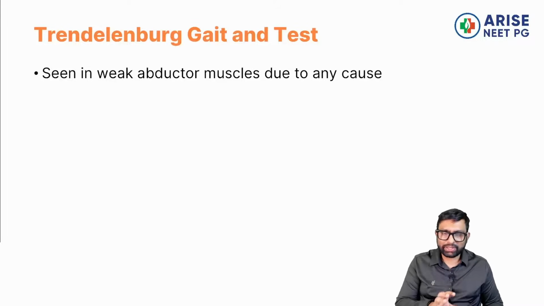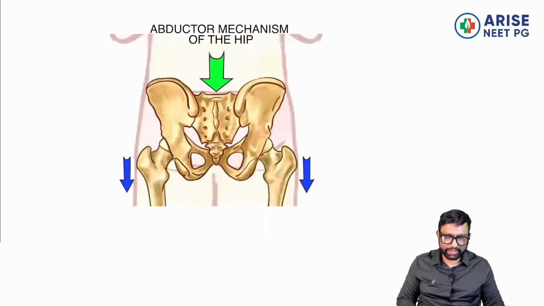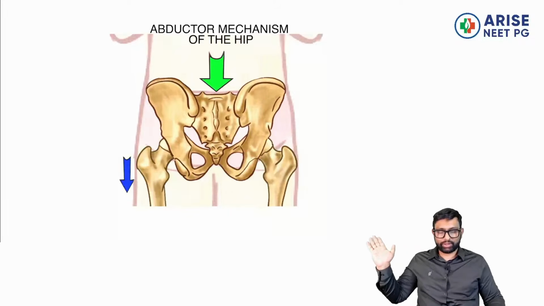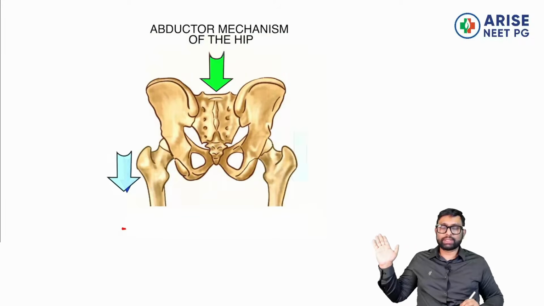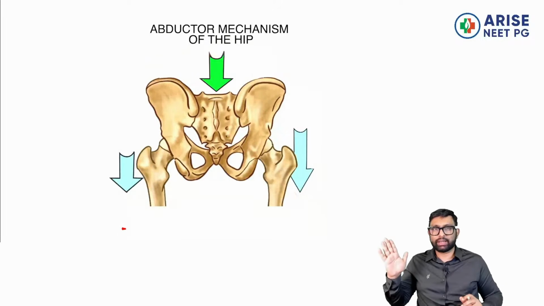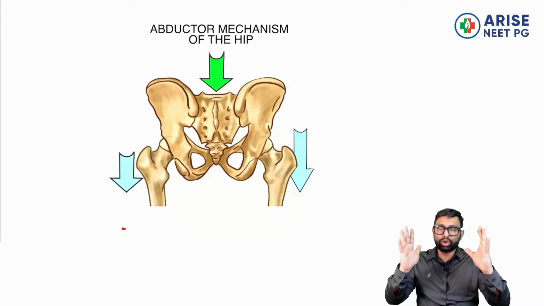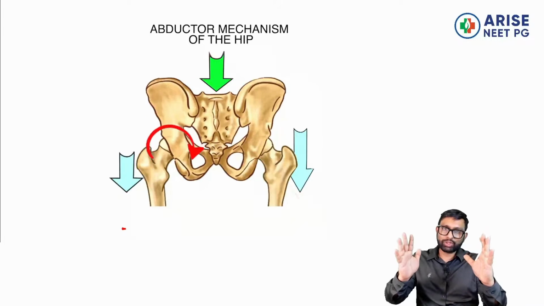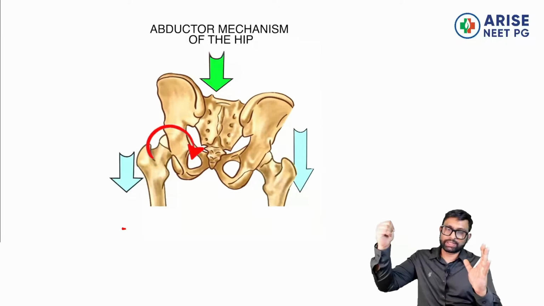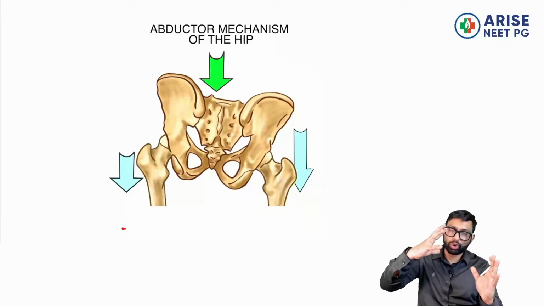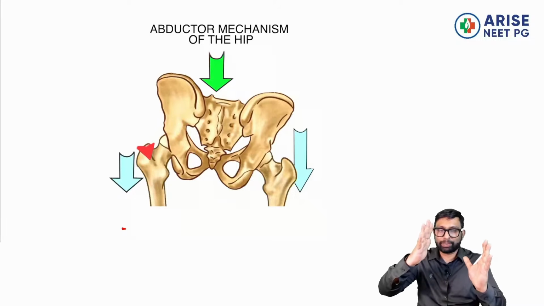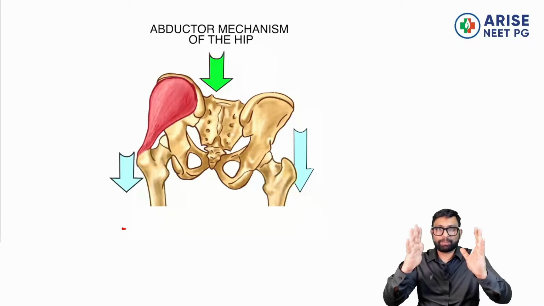So it is seen in patients when they have weak abductor muscles because of any cause. So see what happens in a normal abductor. When you're standing on one side, imagine you're standing on this limb. All of the weight is now suddenly being shifted to that side. So the pelvis might not be able to hold all of this balance, and it should normally fall downwards. But because you have strong abductors on the side that you're standing on, that abductor will pull the pelvis back to normal.